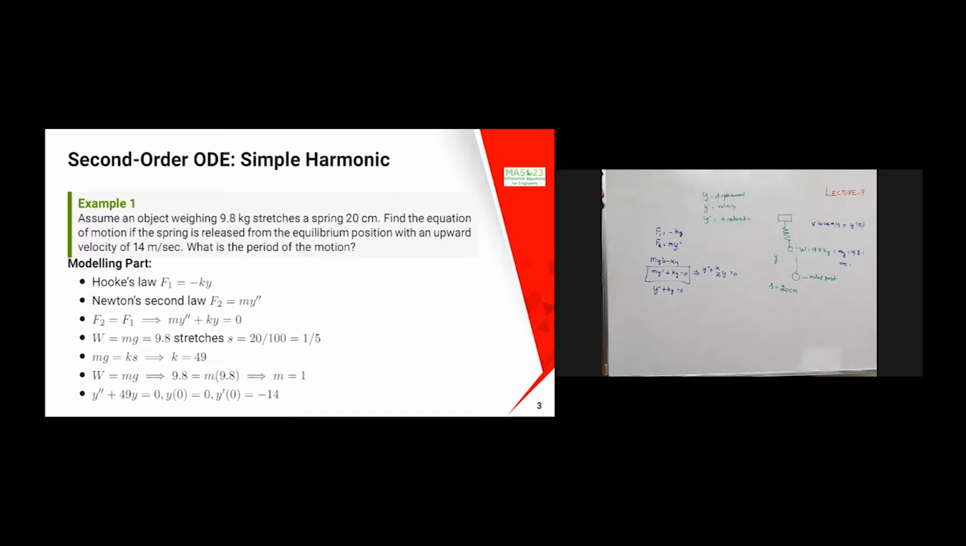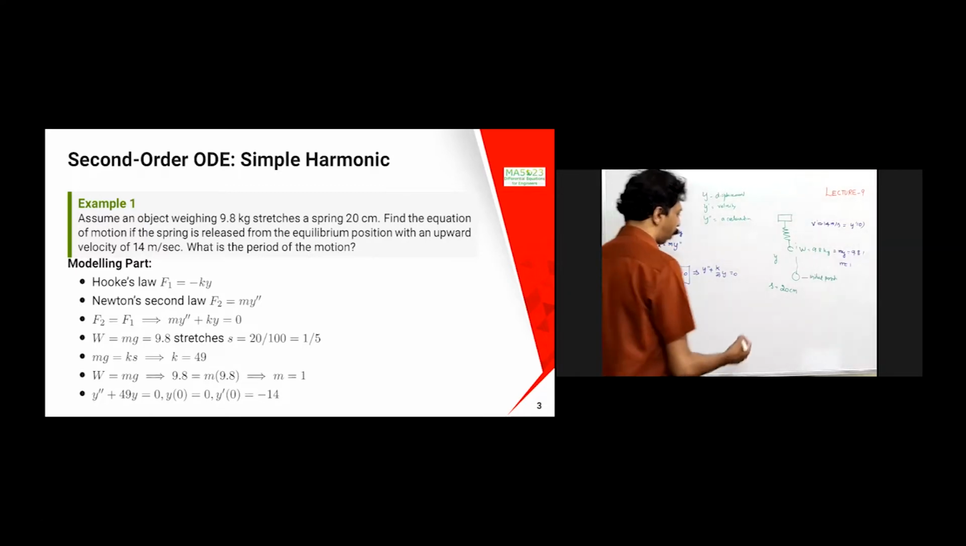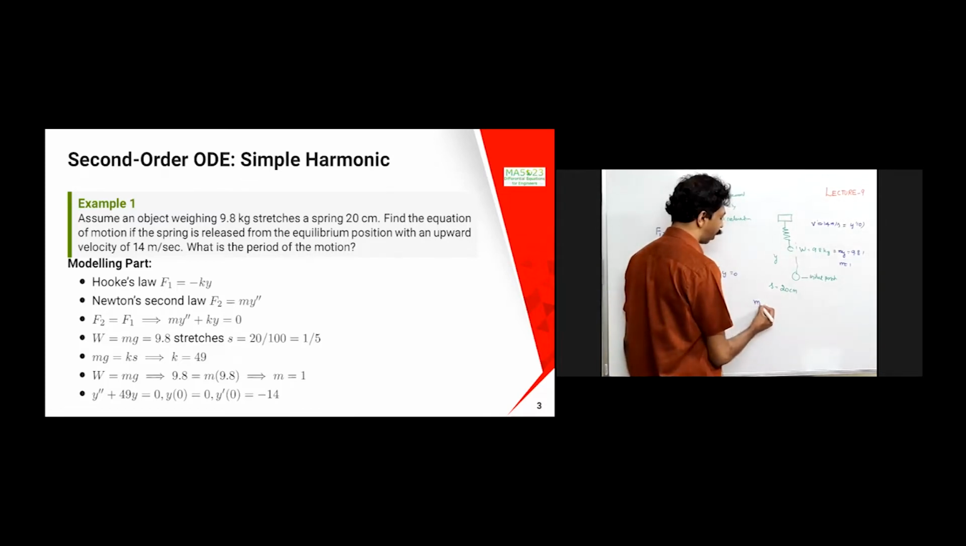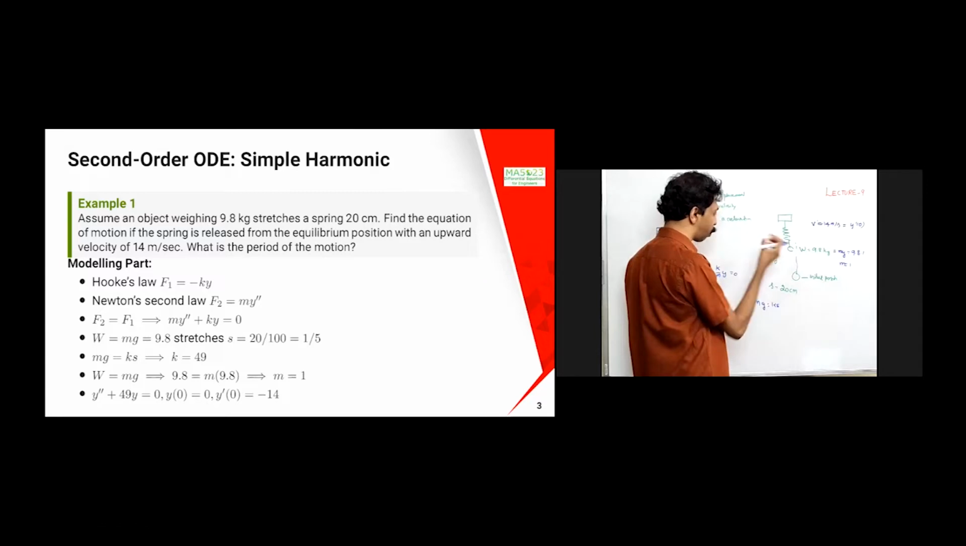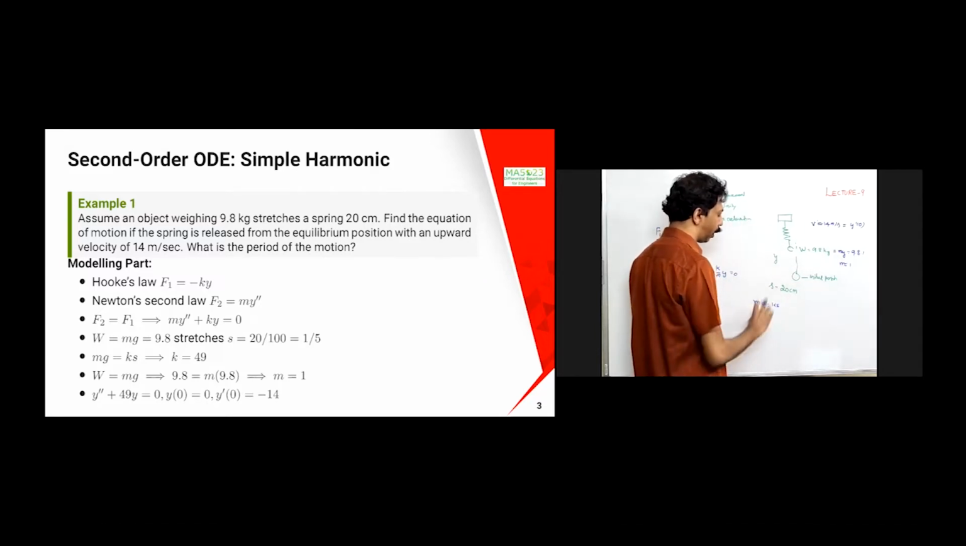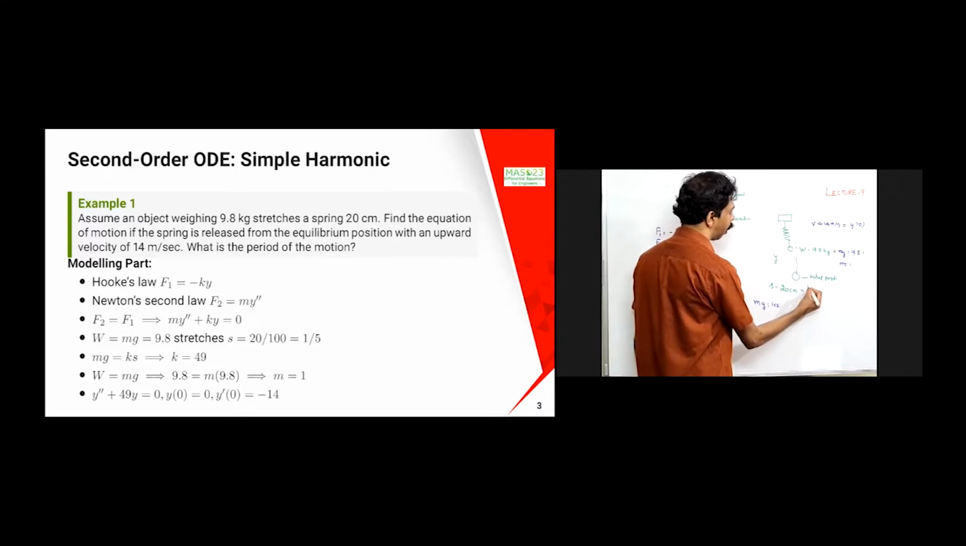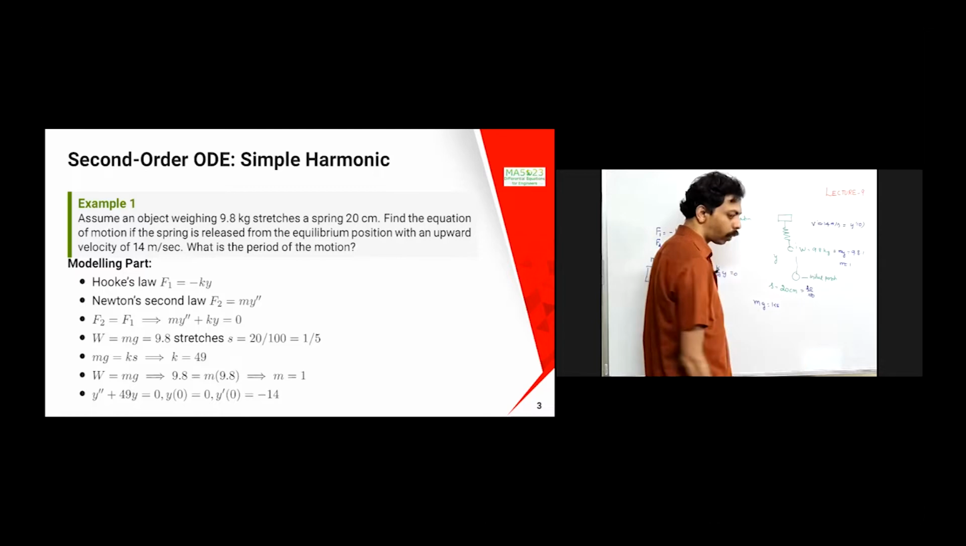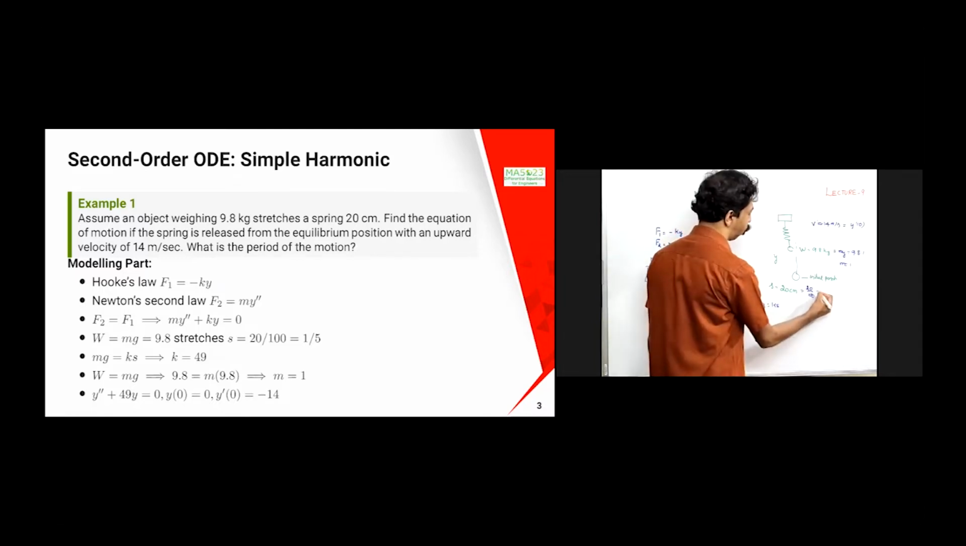For k, I have to use the relation mg is equal to ks, because these two are the same. Mg is equal to ks, because I'm pulling it down, so it is the stretch of the string. So s equal to 20 centimeter means it is going to become 20 by 100, which is 1 by 5.